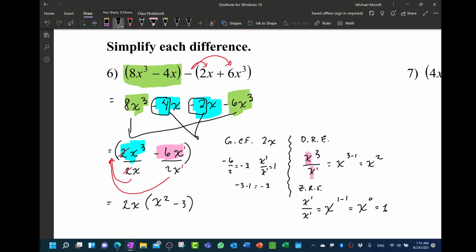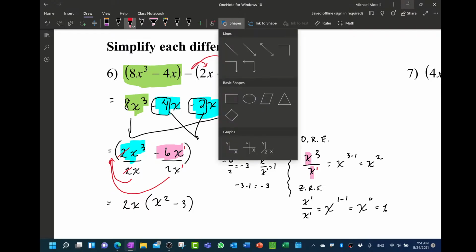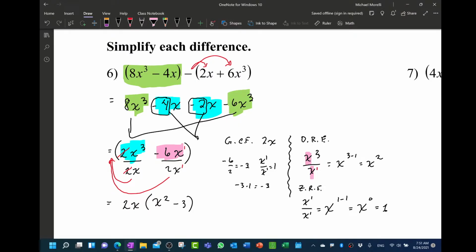Now, this is the answer I would prefer, that you do that extra simplification by doing greatest common factor. This answer here was technically correct, but we could factor out that 2x, and that can be really useful later on as we get more advanced. So I would like to see this as the answer.